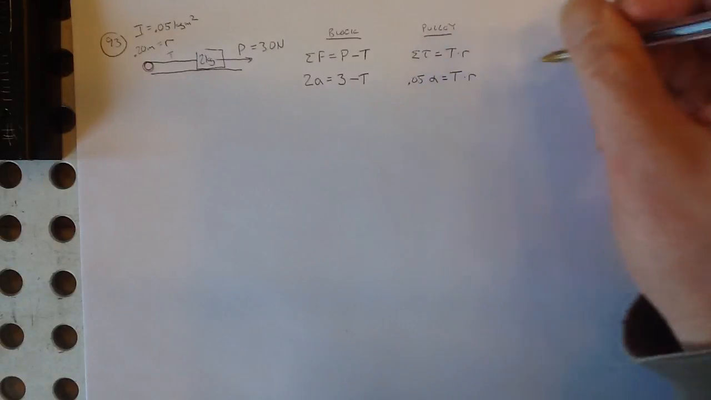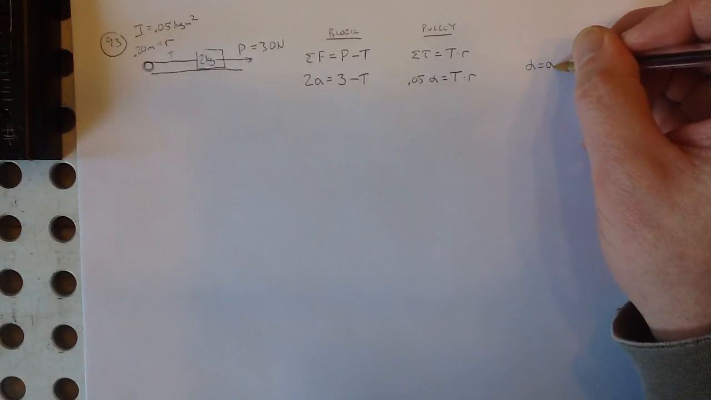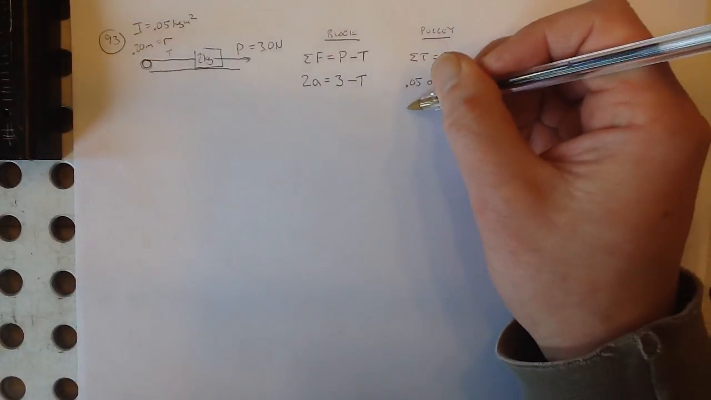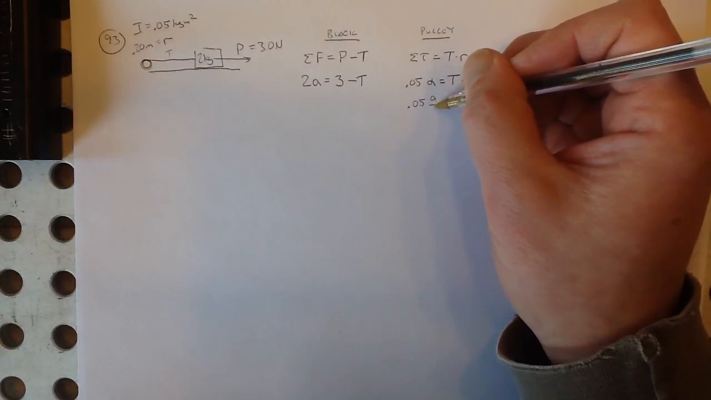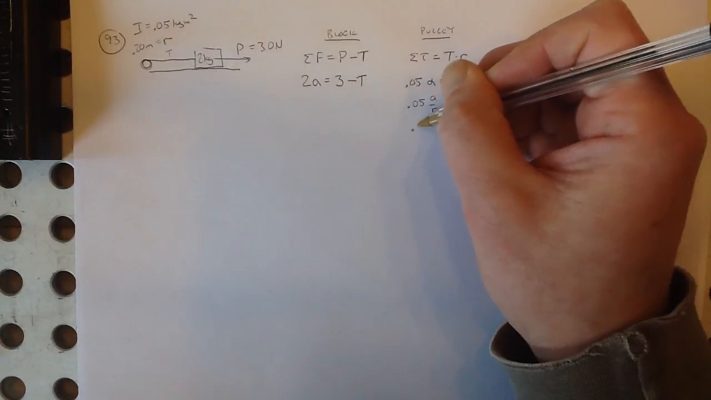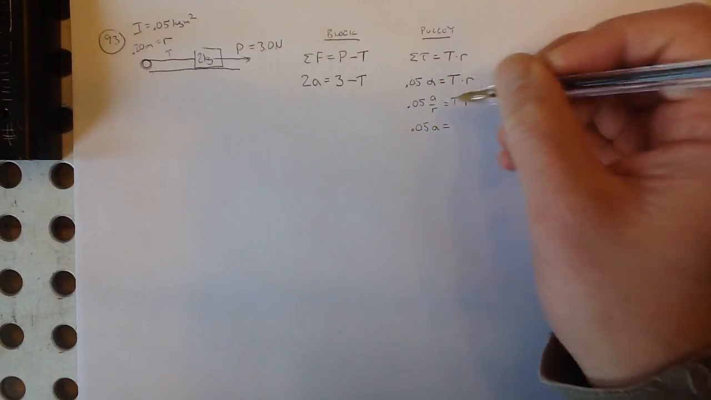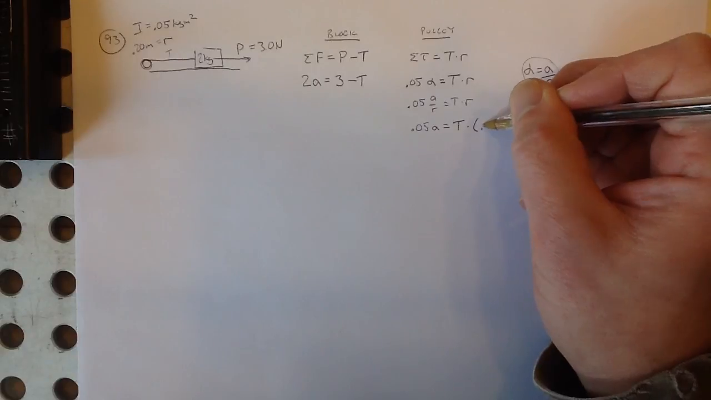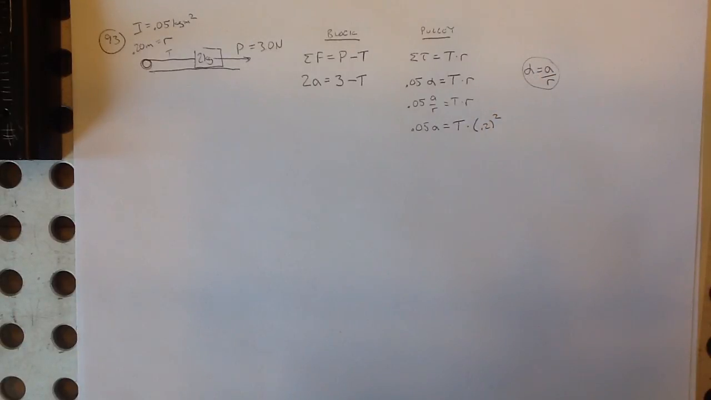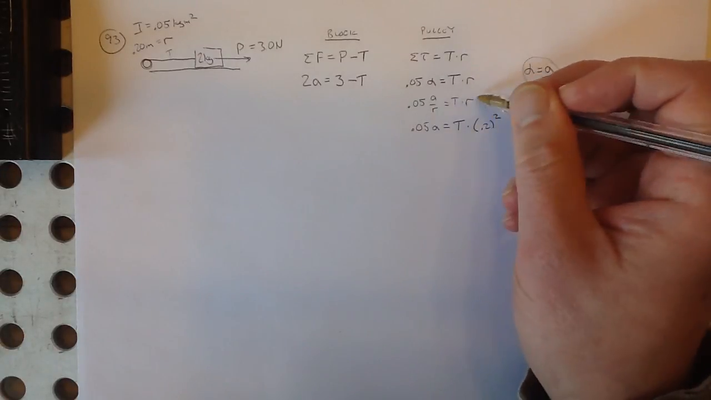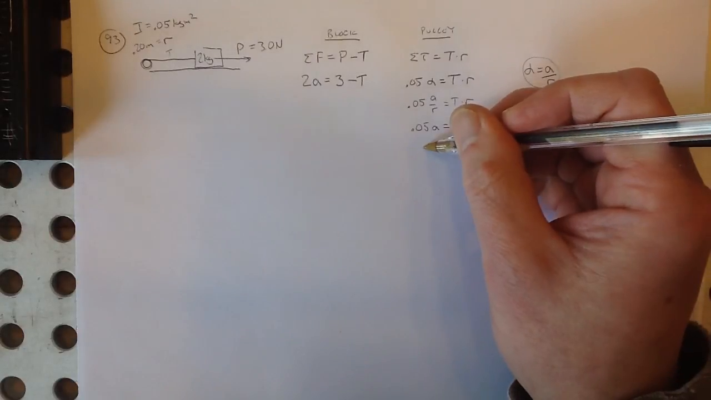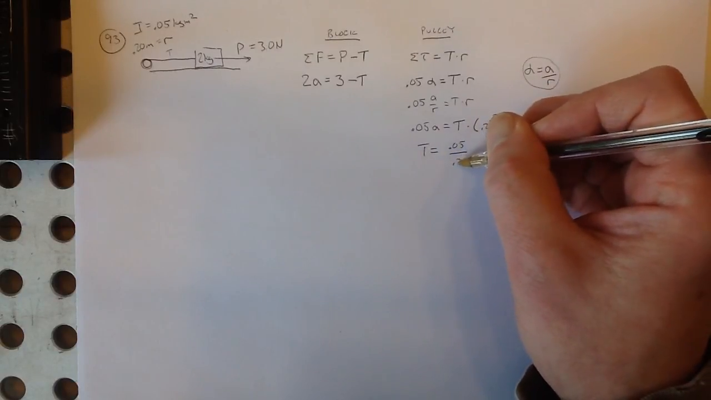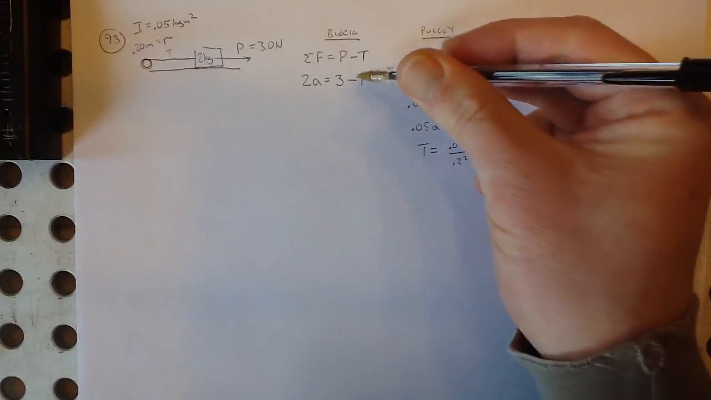So you can make the substitution here. Alpha is equal to a over R, right? Because it's not slipping. We know that that's true. So making that substitution, we have a over R, which means we could multiply the R up here, so times R squared. And I know what R is, it's 0.2. One way or another, you're going to find that T is equal to 0.05 divided by 0.2 squared times the acceleration. And then I can plug that in here.